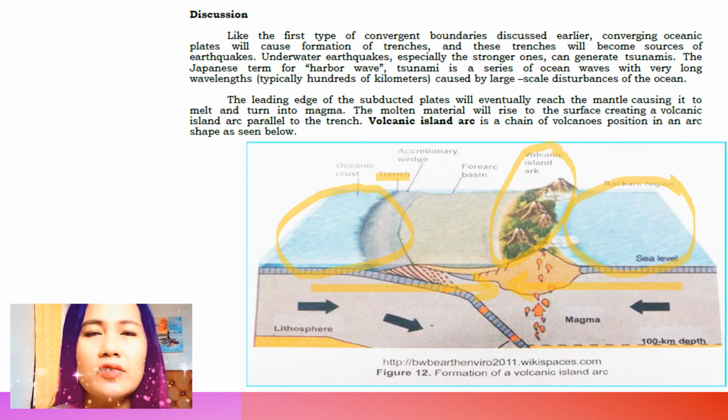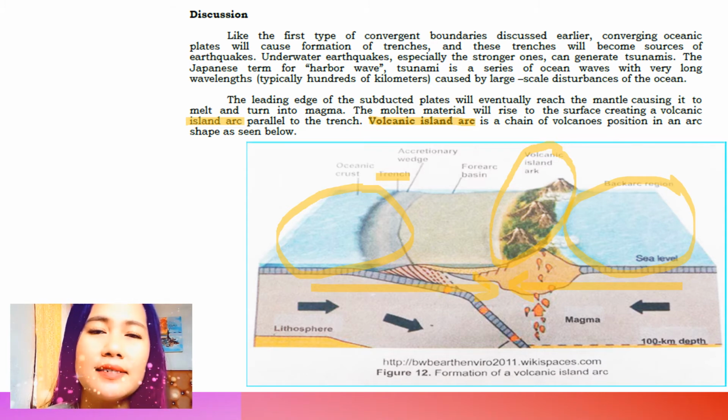The leading edge of the subducted plates will eventually reach the mantle, causing it to melt and turn into magma. The molten material will rise to the surface, creating a volcanic island arc parallel to the trench. Volcanic island arcs are chains of volcanoes positioned in an arc shape. Mura siya curved shape.